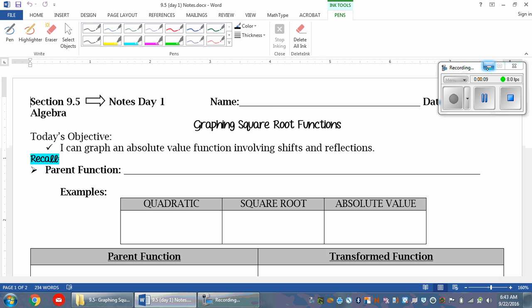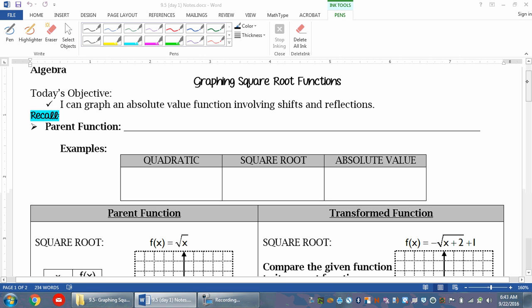So first, let's go ahead and remember what it means to be a parent function. A parent function is a common function with no shifts or reflections. So remember what that means is my vertex is always at 0, 0. So I don't move left or right at all or up or down.